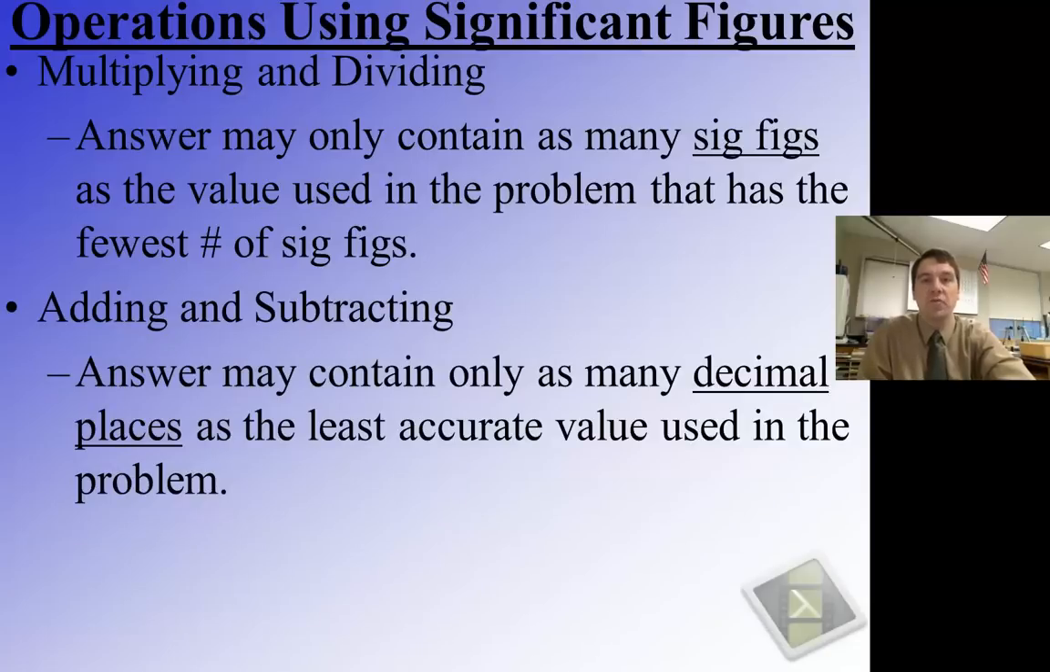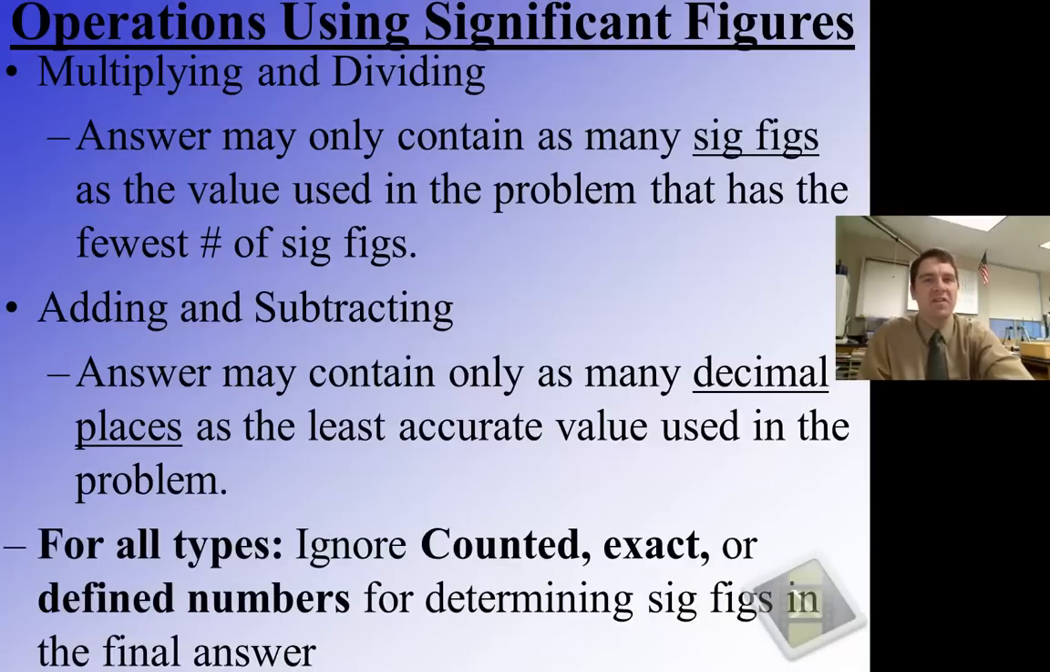For addition and subtraction, what you need to do is, just like in grade school, you want to line up your decimal points. And you're going to do the addition or subtraction, get a raw answer, but you're going to round your answer off based on the least accurate decimal place. So now this time you're not paying attention to number of sig figs, but rather the number of decimal places, and whichever one goes out the fewest number of decimal places, wherever that last significant digit is, that's where you're going to round your answer off to.